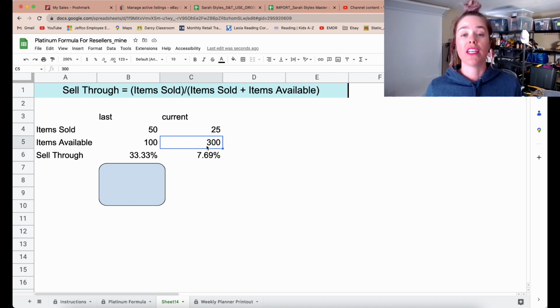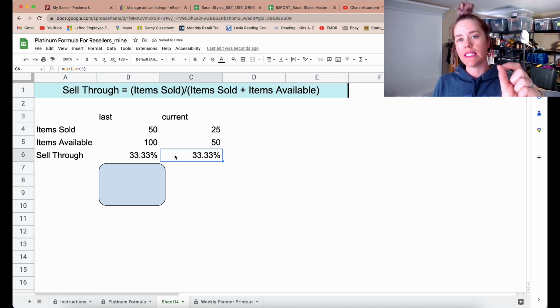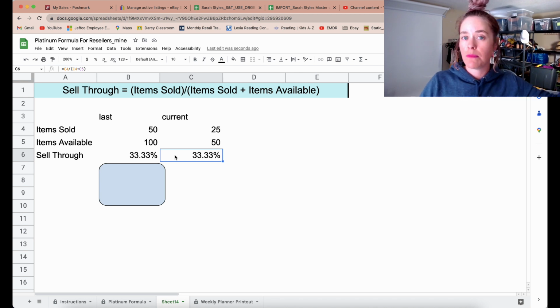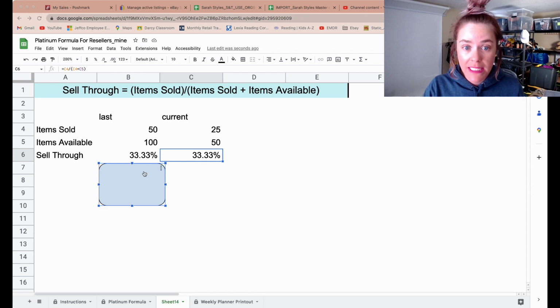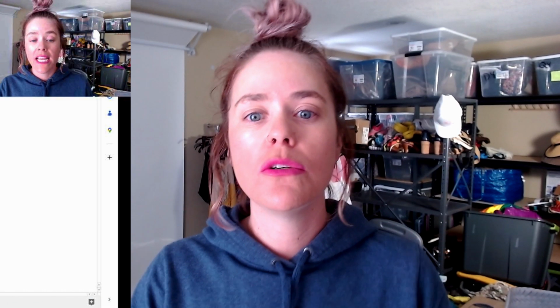But let's say you are not listing at all. You sold the 50 pairs of shoes, you had 100 available, now you're down to 50. Your sell-through rate is the same. Even though last month you sold 50 shoes and you're selling 25 shoes now, it's because you have fewer shoes available. This is why looking at it from a rate perspective, instead of just looking at the quantity sold, is going to help you make strategic decisions about your business.